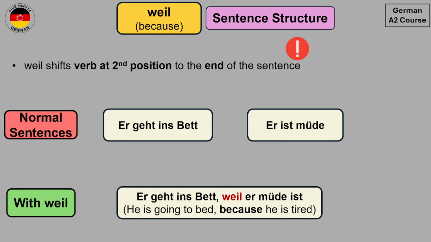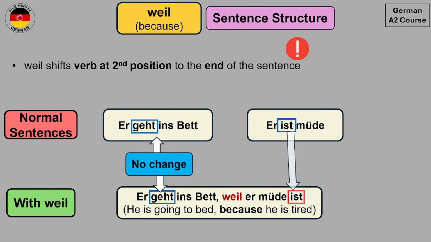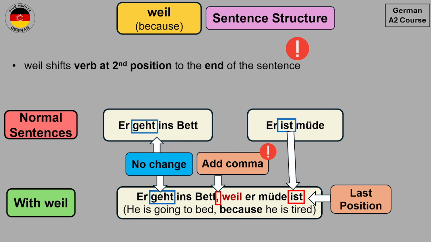Now over here, you see again that in the first part, there is no change. So the verb remains at the same position. However, in the second sentence, which is "ist müde", the verb goes to the last position. And this is because we have used weil, which shifts the verb at second position to the end of the sentence. And we have also added a comma before weil, or between the two sentences.